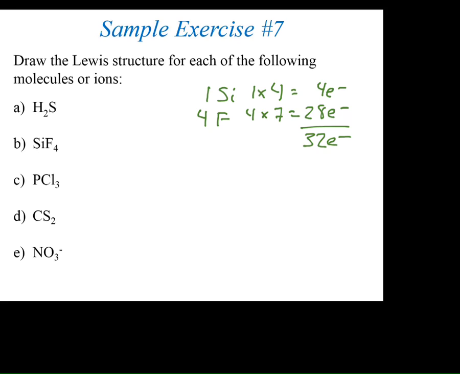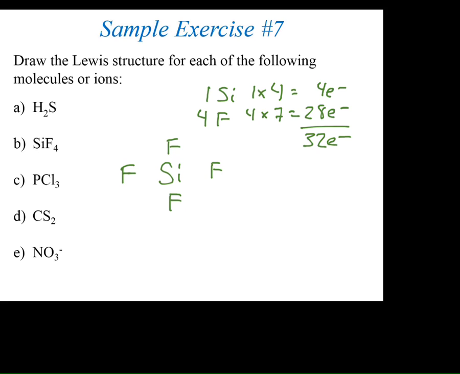So which element goes in the center? Silicon, right? Because it's the one that appears one time in the formula. So we'll just spread the 4 fluorines around, right? Left, right, top, bottom, or 4 corners of a square, whatever you want to do. Just spread them around somehow. Again, there's really not a right or wrong way yet on this. Okay?